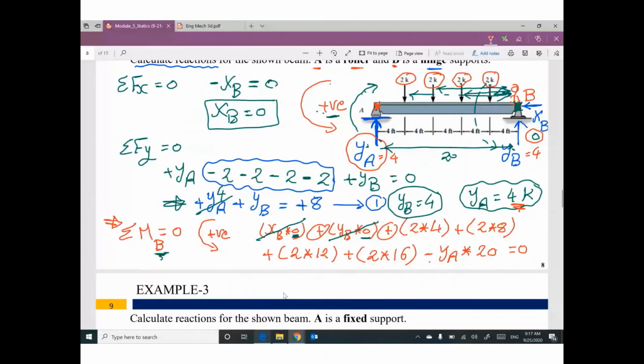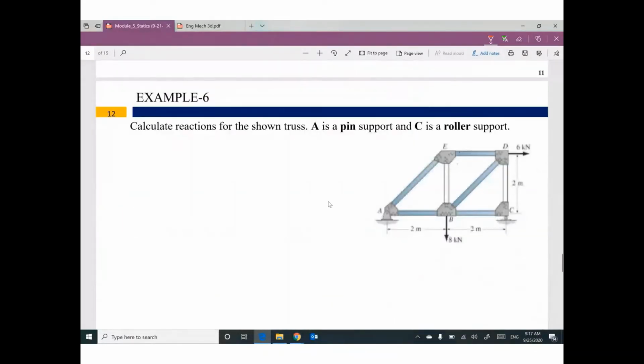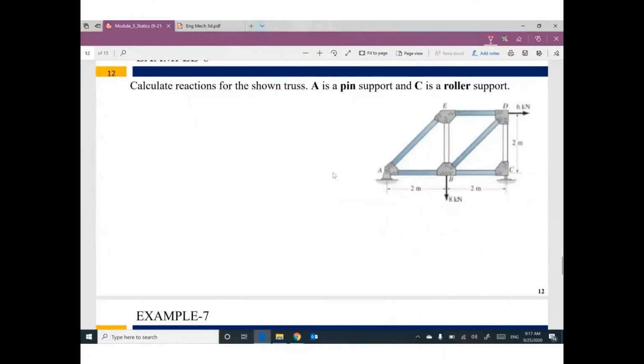Let me do one more example. I'm gonna skip these examples. I'm gonna do example number 6. It's a truss. This structure is truss. I don't care. Truss or beam or frame, it's not a big deal for me. I'm talking about reaction. So I don't care about the type of structure.